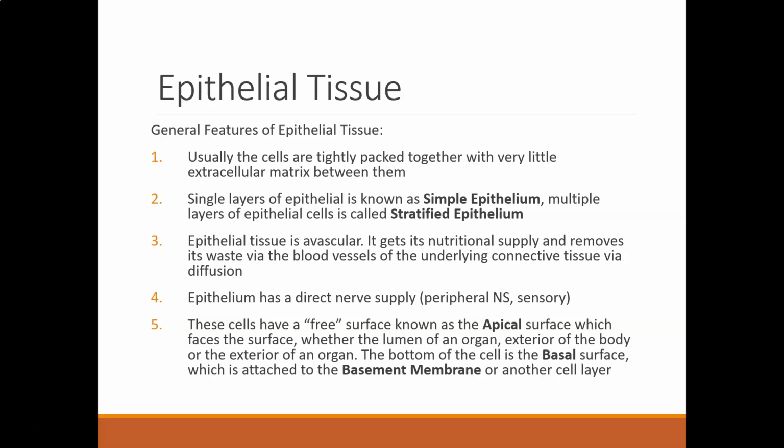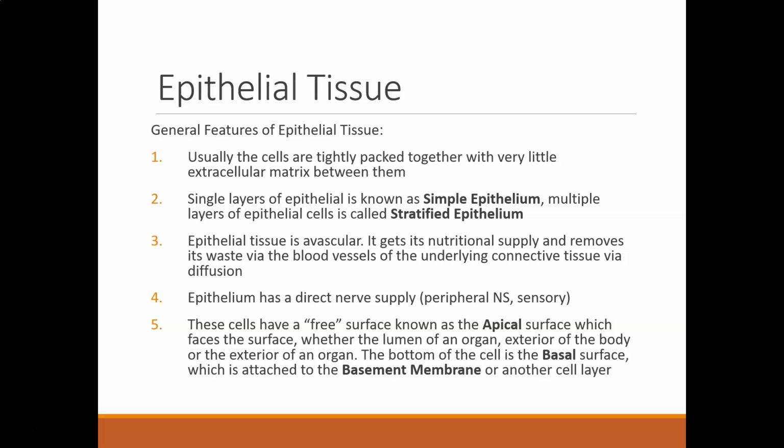An epithelial tissue can be anything from 1 cell thick to many cells thick. A single layer of epithelial tissue we call a simple epithelium. When we look at an epithelial tissue that has multiple layers, multiple layers of epithelial cells is called a stratified epithelium. So if it's a single layer thick, it's called simple epithelium. If it's many layers of cells thick, it's called stratified epithelium.